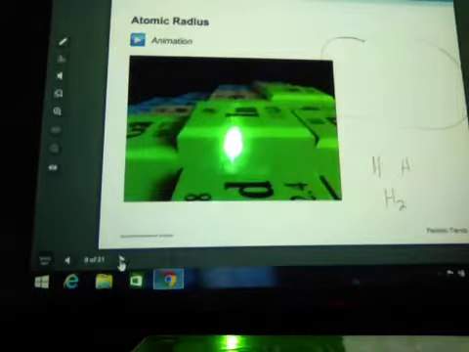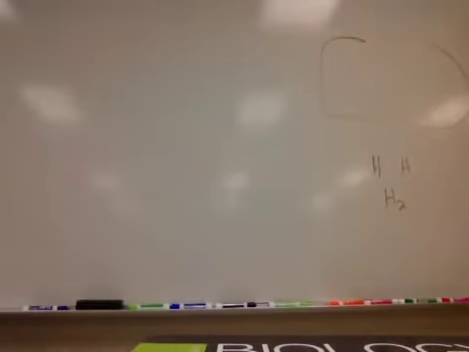And I'm not going to play that right now. That's where we're going to stop. Okay, so there's rules for the periodic table. Size of atoms change. I want you to take out your lab from last time.